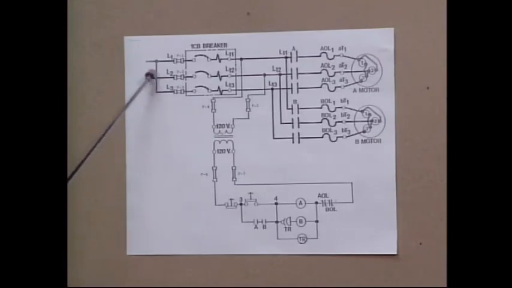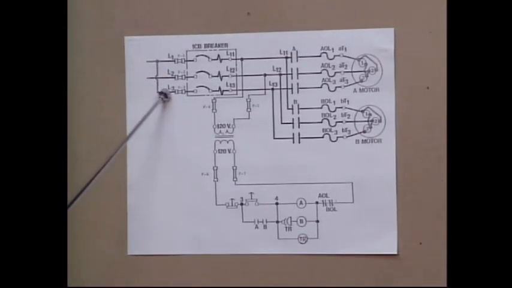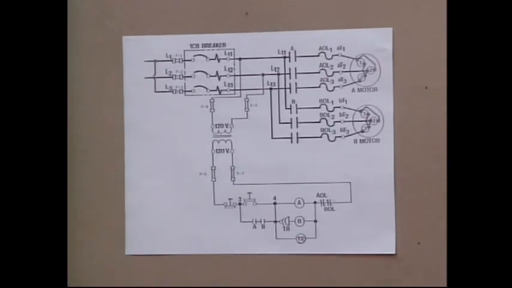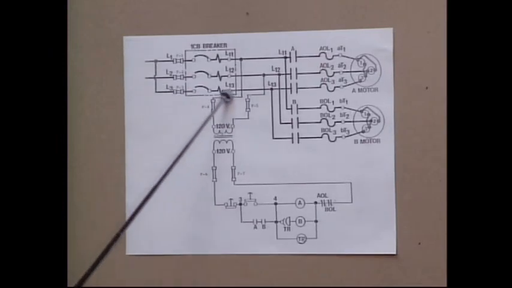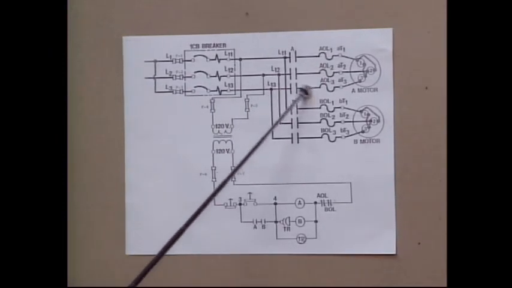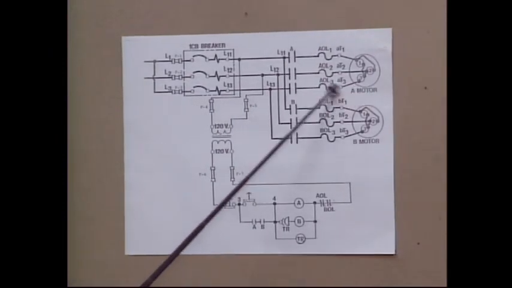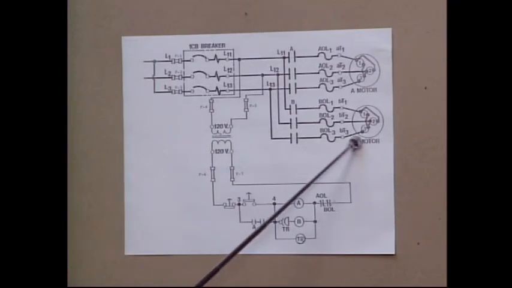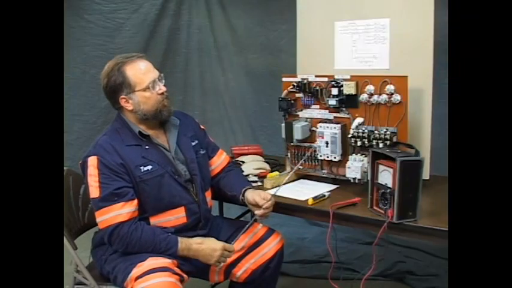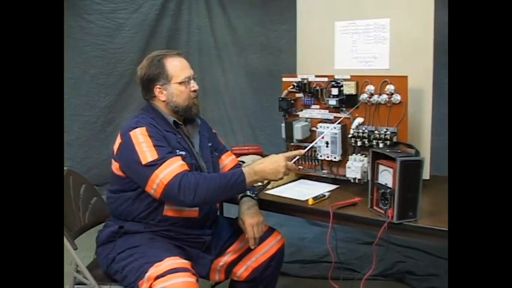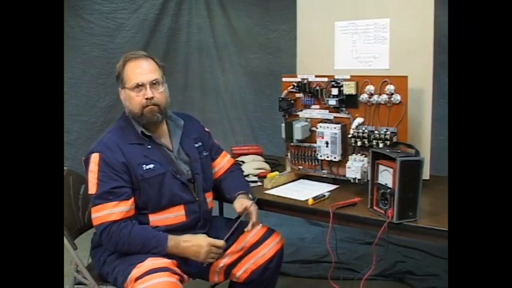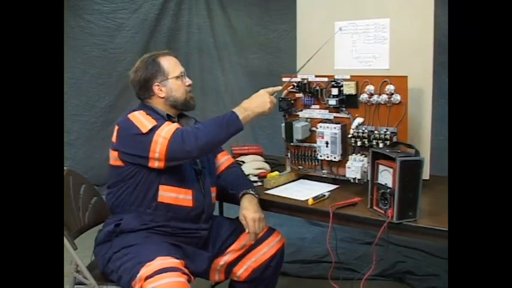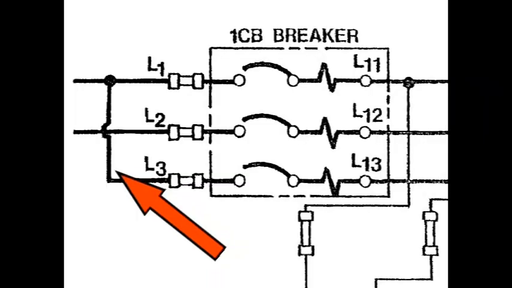Now let's do phase 3. Phase 3, a jumper from phase 1. In real life, that's the same power. Over to light number 3 and light number 3. The third light on both the A motor and the B motor is supplied by a jumper from L1 to L3.